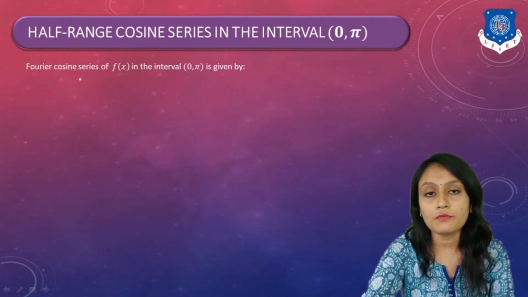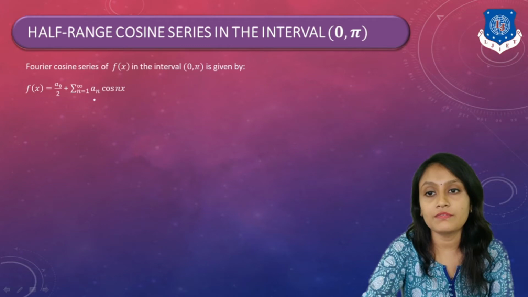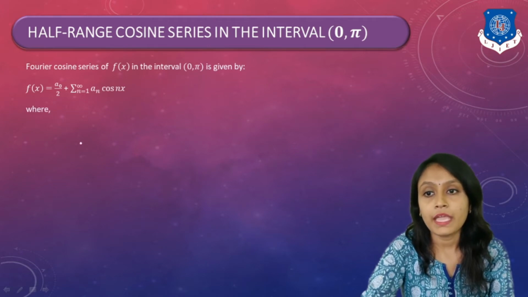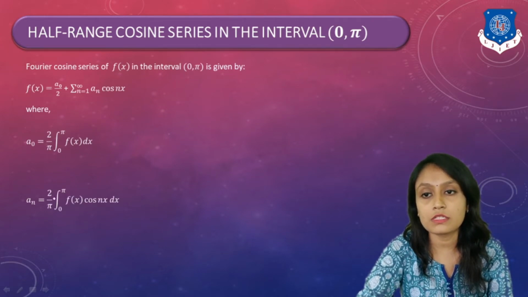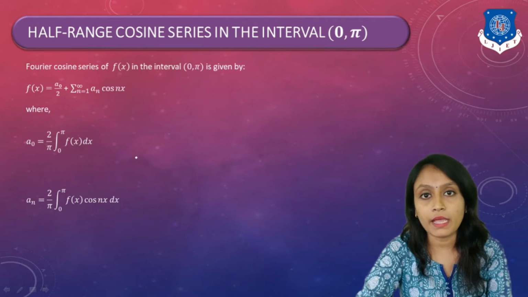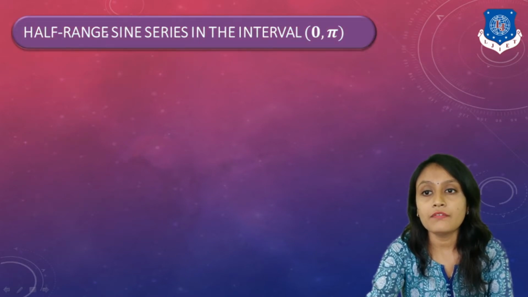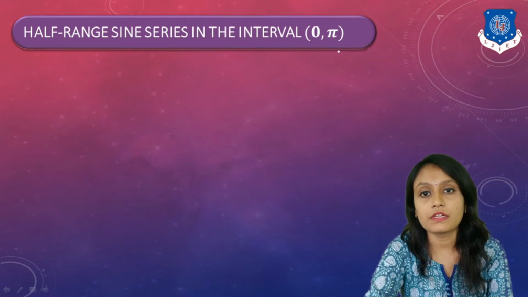Okay, so the formula for Fourier cosine series is given by f(x) = a0/2 + summation n from 1 to infinity of an cos nx. And the value of a0 is 2 upon pi integration 0 to pi f(x) dx, and an is equal to 2 upon pi integration 0 to pi f(x) cos nx dx. So whenever half-range cosine series is asked, you have to apply this formula for the interval 0 to pi. Next, let's see half-range sine series in the interval 0 to pi.